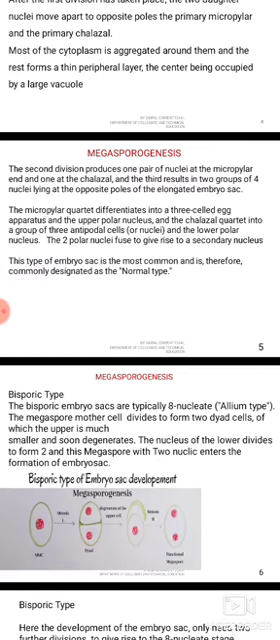Coming to the second one, that is bisporic. The bisporic type of embryo sacs are typically 8 nucleate, also known as allium type. Here, the megaspore mother cell divides to form two dyad cells, of which the upper is smaller and soon degenerates. The nucleus of the lower divides to form two, and this megaspore with two nuclei enters the formation of the embryo sac.